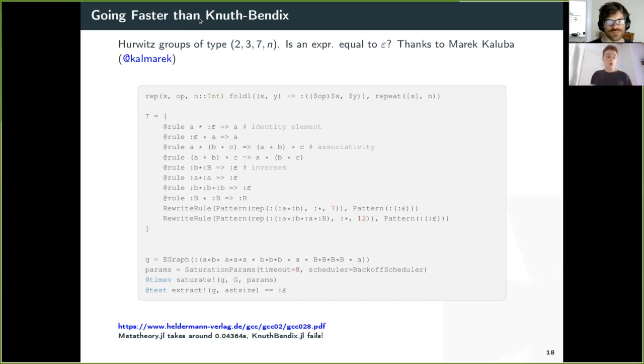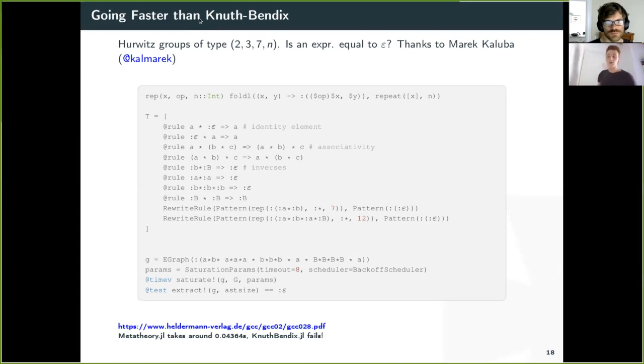And then what have we shown with this? We have shown that Knuth-Bendix.jl, Marek Kaluba's implementation of the Knuth-Bendix algorithm, fails on big N parameters. And while Metatheory.jl, it takes 40 milliseconds to solve this problem. So we would love to investigate more about the Knuth-Bendix beating power of eGraphs rewriting.